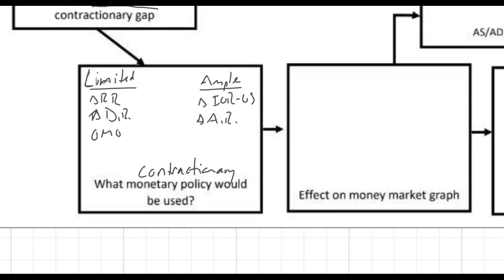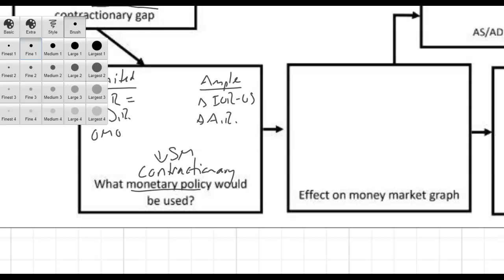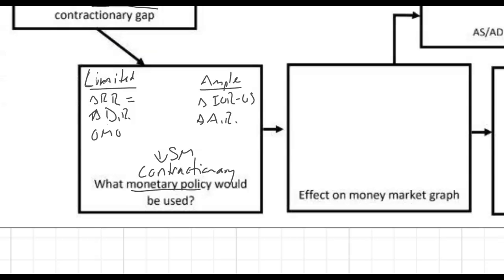So reserve requirements, we're trying to contract, we're trying to decrease the supply of money. So monetary policies change the supply of money. Okay, so reserve requirements, we want to increase those reserve requirements. Discount rate, we're going to increase those. And then open market operations, the Fed or a central bank is going to sell.